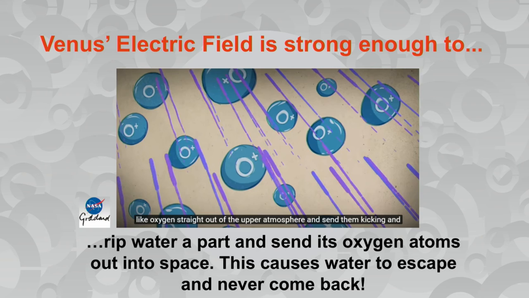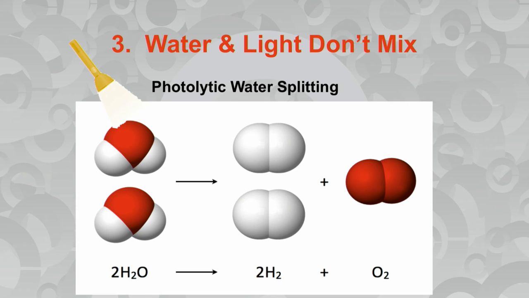But it turns out there is another way that you can split water into its components, hydrogen and oxygen, and maybe lose the hydrogen part, because hydrogen is very light. One way to do that is through UV light. We get quite a bit of UV light from our sun, and it's enough that it could split water. So it's called photolytic, because photo means light, water splitting using UV light.